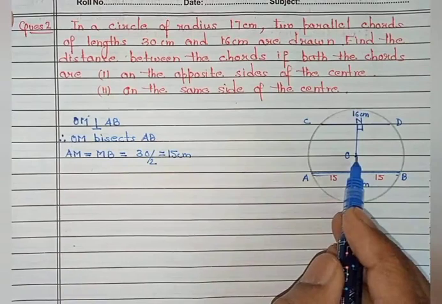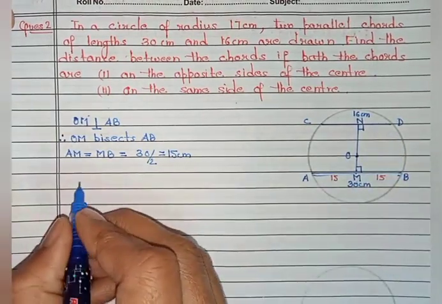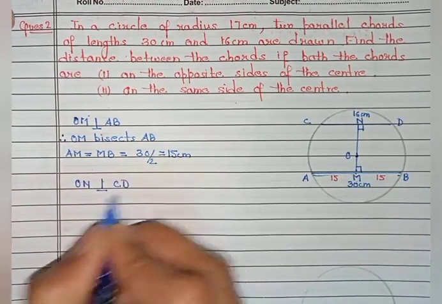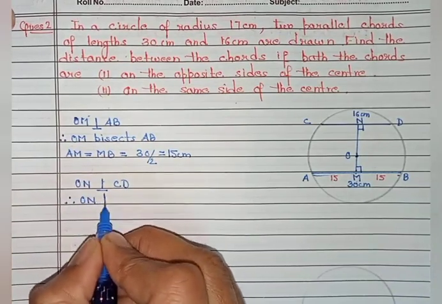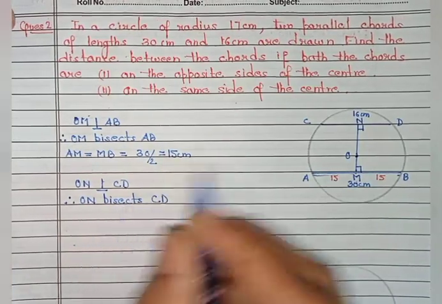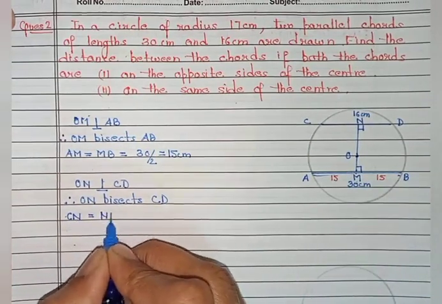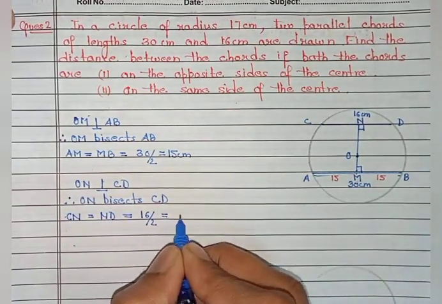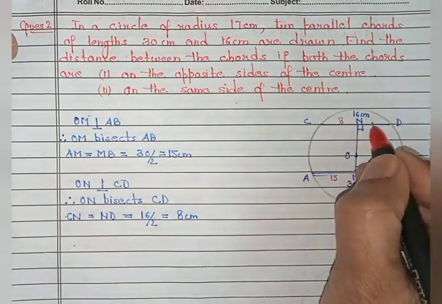Similarly, you are dropping perpendicular from the center on the chord CD. So chord CD will also be bisected. So ON is perpendicular to chord CD. Therefore ON bisects CD. So you can say CN is equal to ND is equal to 16 by 2. That will give you 8 centimeter. So they will be of 8 centimeter.